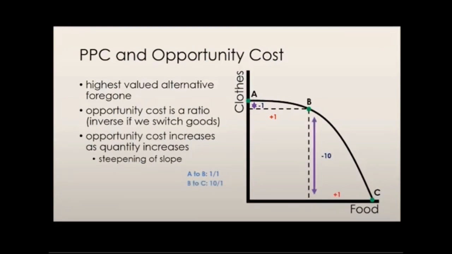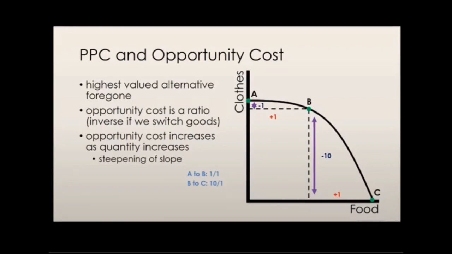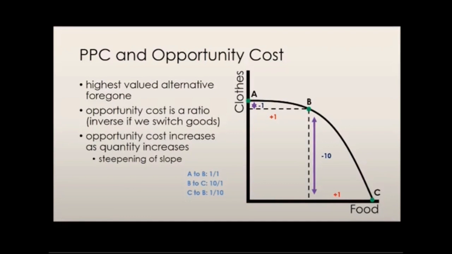Now let's say that we move from point B to point C. Well, now we have to give up 10 units of clothing to produce one more unit of food. The opportunity cost here would be 10 over 1. This illustrates the fact that in order to produce more food, we have to start giving up even more clothes than before. If we want to go from point C to point B, the opportunity cost would be 1 over 10 units of food. This is the reciprocal of the opportunity cost.